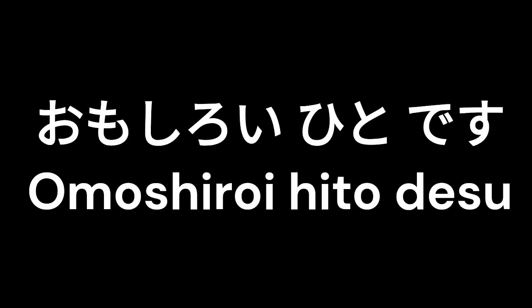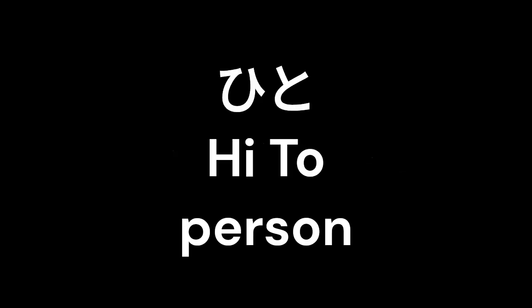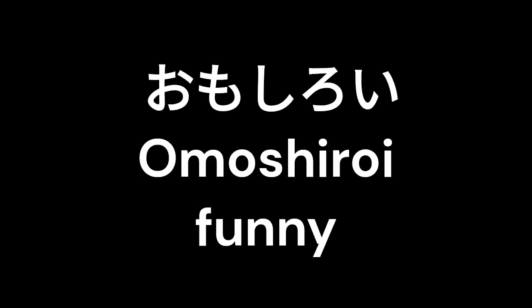Then another sentence with it, omoshiroi hito desu, meaning he's a funny person, with hito meaning person. Using it in another example could be sono hito wa omoshiroi desu, meaning that person is funny, with hito being person, omoshiroi being funny, and then sono being that when referring to a person.